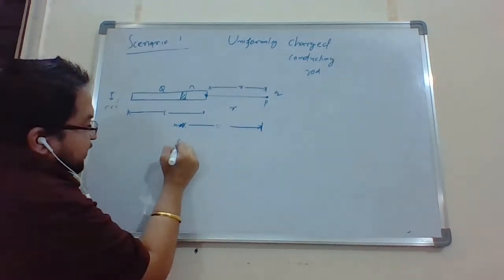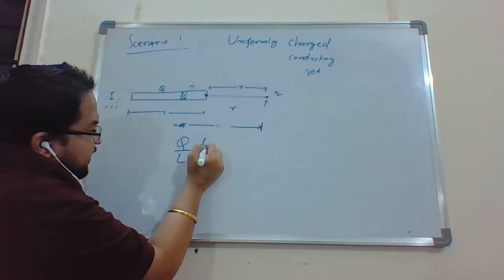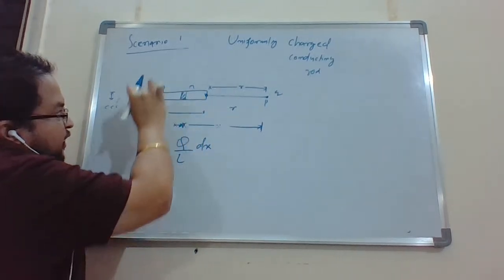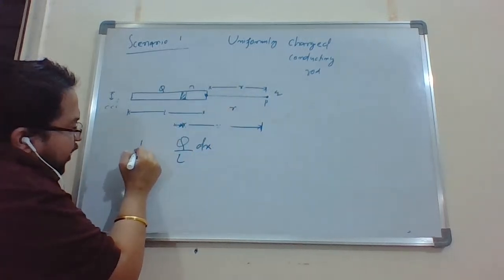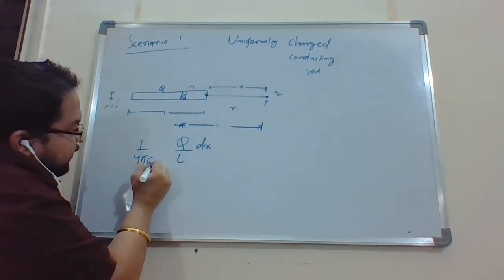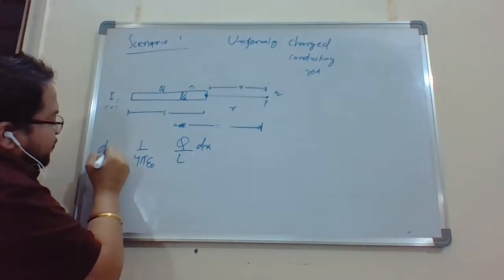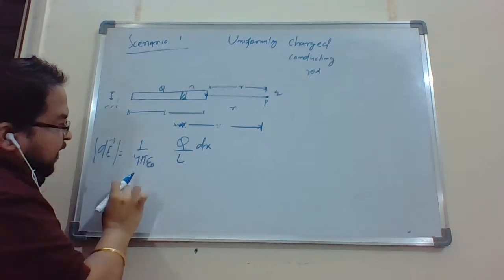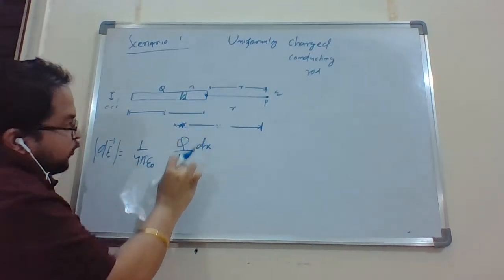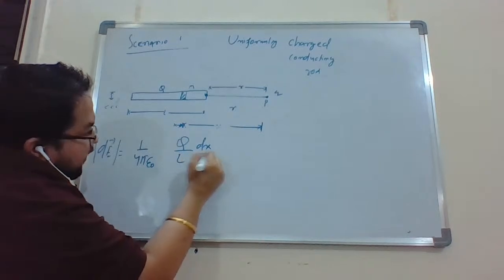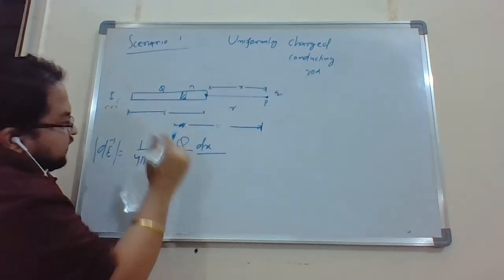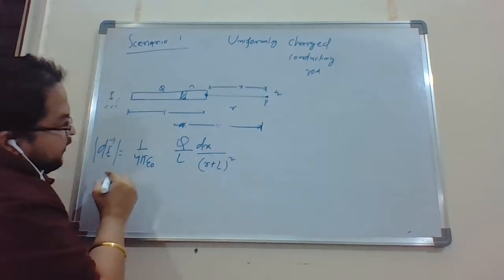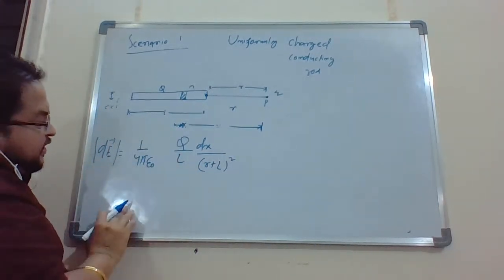Let me just rewrite it here. Q by L dx. If this is the charge on this interval, what would be my electric field intensity? 1 by 4 pi epsilon naught. Or dE, small electric field intensity, would be 1 by 4 pi epsilon naught Q by distance square. What is the distance? R plus L. R plus L square, correct? So this would be my dE.